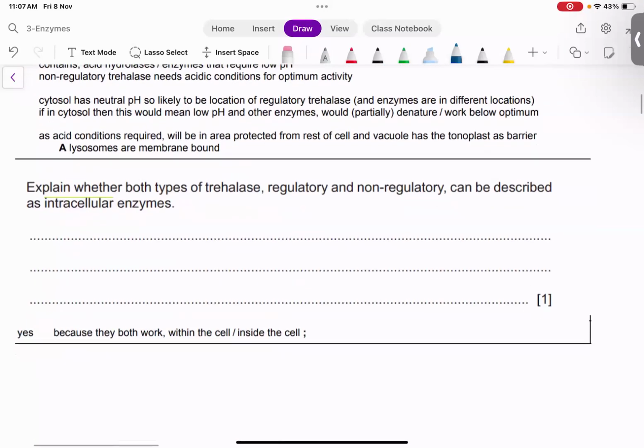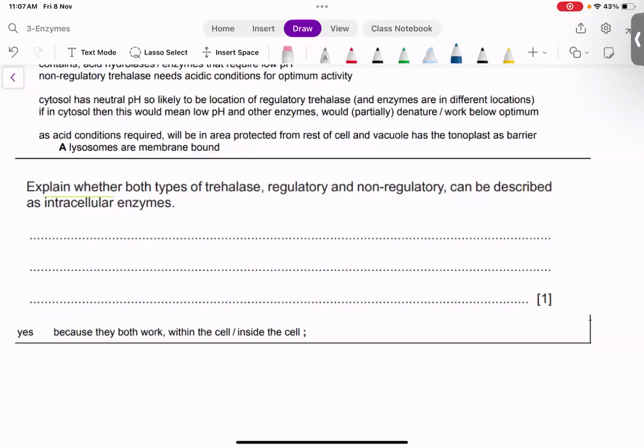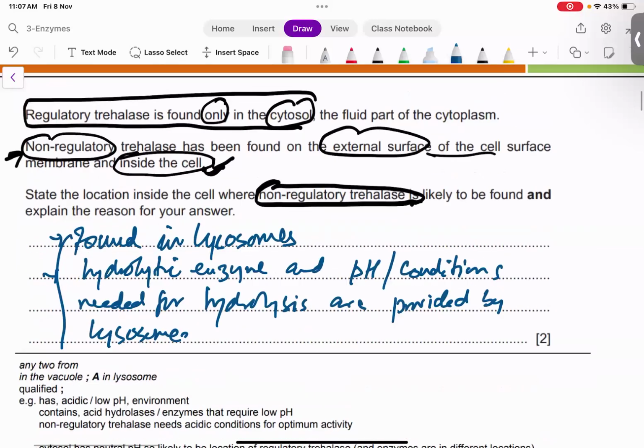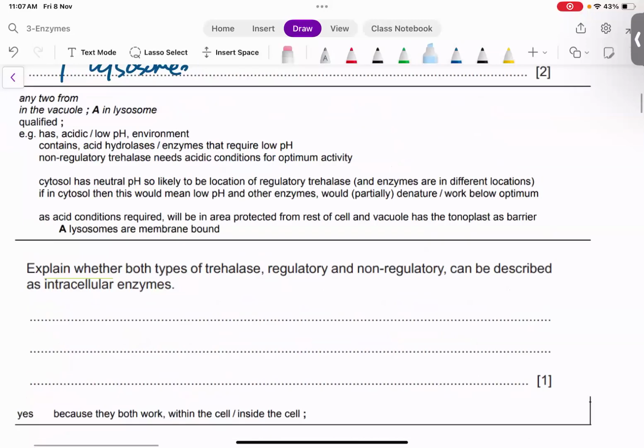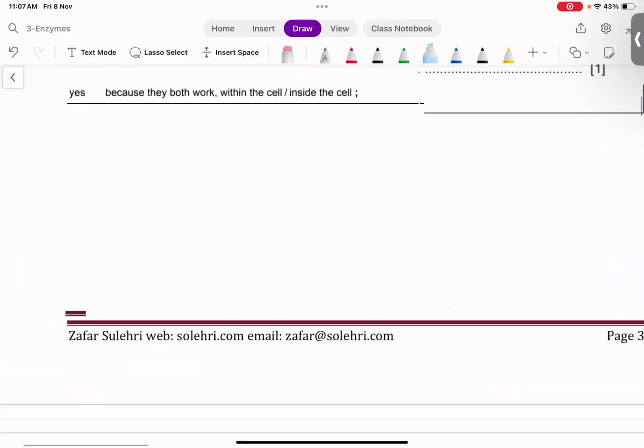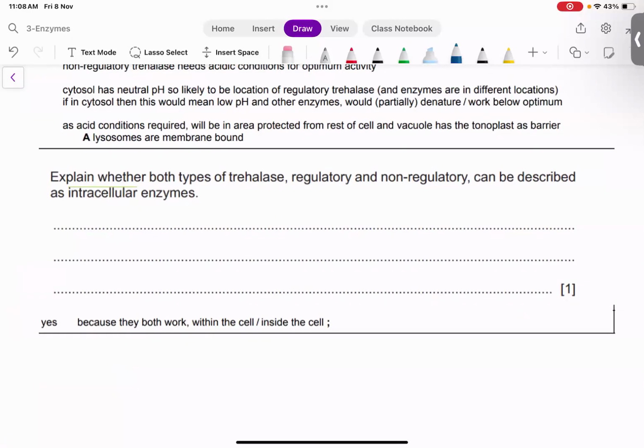Let's see now. Explain whether both types of trehalase, regulatory and non-regulatory, can be described as intracellular enzymes. Obviously, we discussed that regulatory trehalase is found only in the cytosol. So this is found in the cytoplasm. So this is intracellular. And the other one is also found in the cell. So that is also intracellular. So both of these enzymes are intracellular. Both work inside the cell. So they are both intracellular.